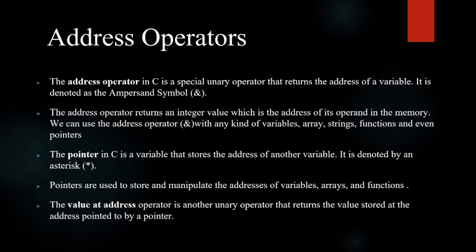In C, pointer variables are used to store the address of another variable, and it is denoted by the asterisk symbol, which is known as star. The pointers are used to store and manipulate the addresses of variables, functions and arrays. The value at the address operation is another unary operation that returns the value stored at an address pointed to by a pointer.